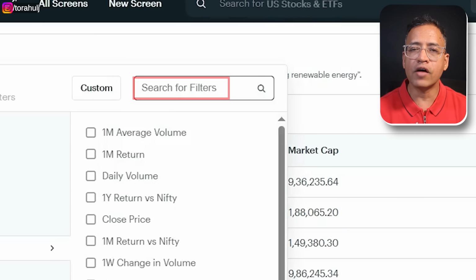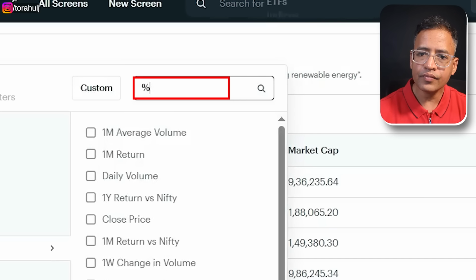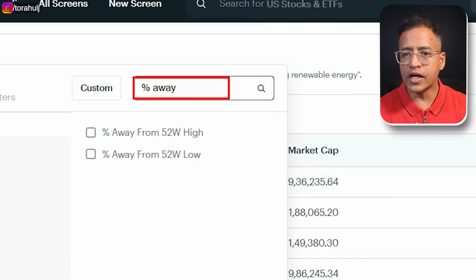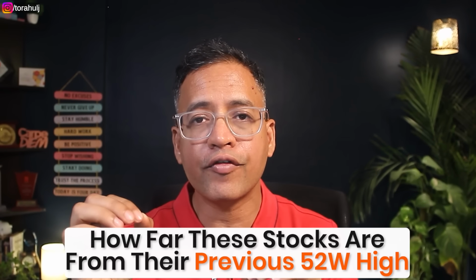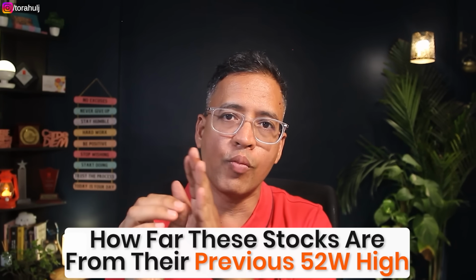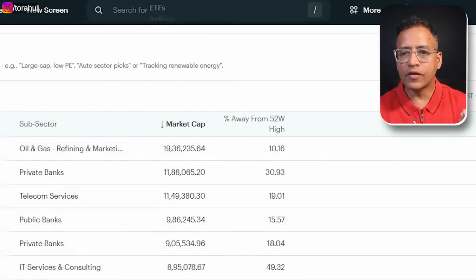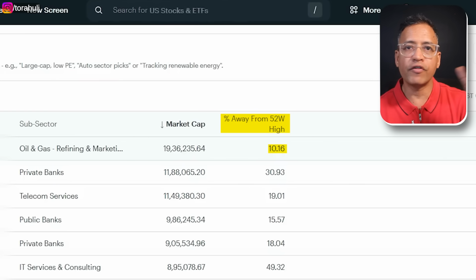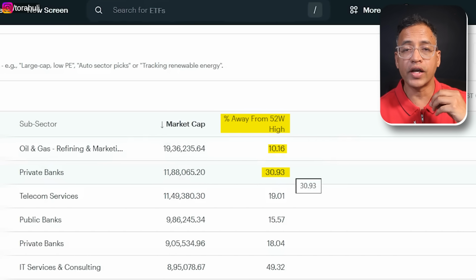The second criteria that I'm going to add here is percentage away from 52-week high. Now, what is this criteria? Percentage away from 52-week high shows us how far these companies are from their previous 52-week high. If you go back to the last 1 year, there would have been a high point in terms of the stock price. How far the current price is from that 52-week high point, that is what we want to know. For example, the first company is only 10% away from the 52-week high. The second one is 30% away.